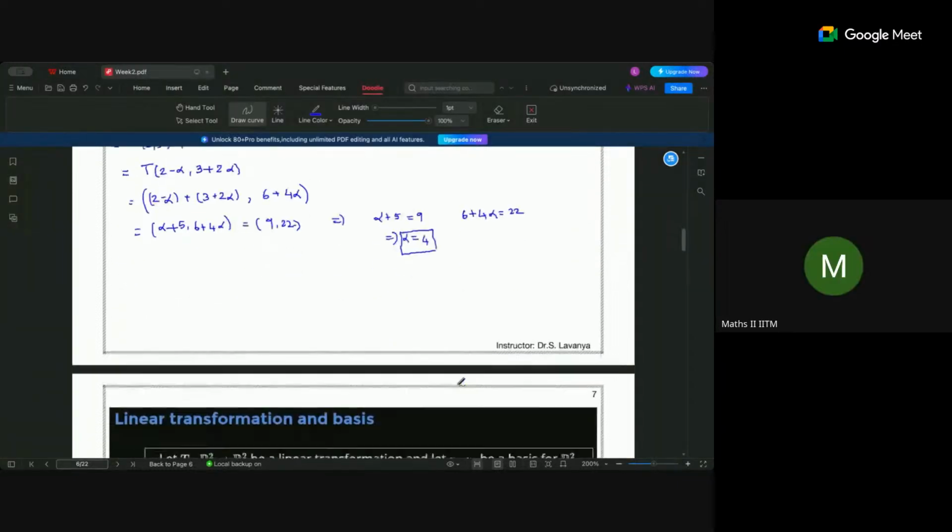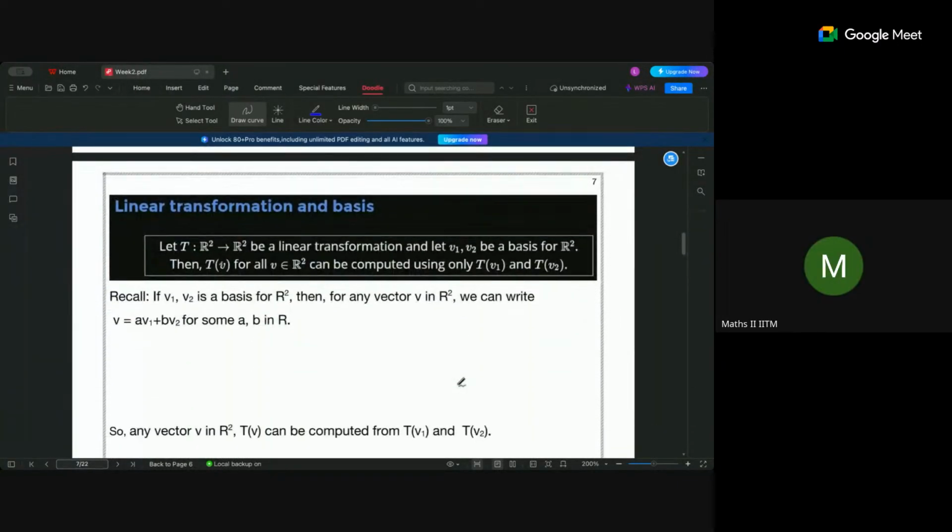Okay. So the next topic here is linear transformation and basis. What is a basis? Do you all remember? Okay, let us quickly recall what is a basis. If you have two vectors v1, v2, for a basis for R2, first of all, how many elements should be there for a basis? Can there be more than two elements or less than two elements or exactly equal to two elements for a basis for R2?